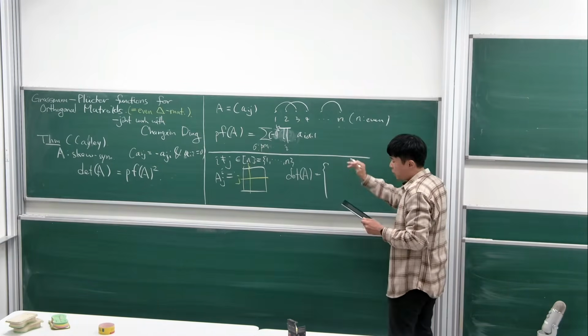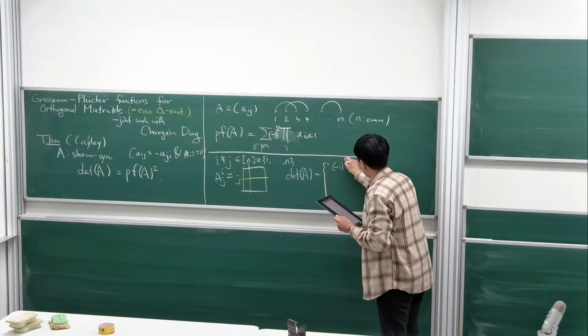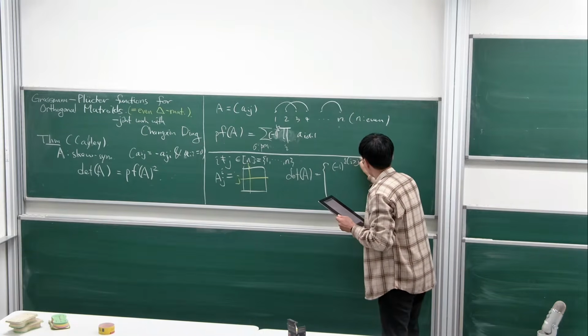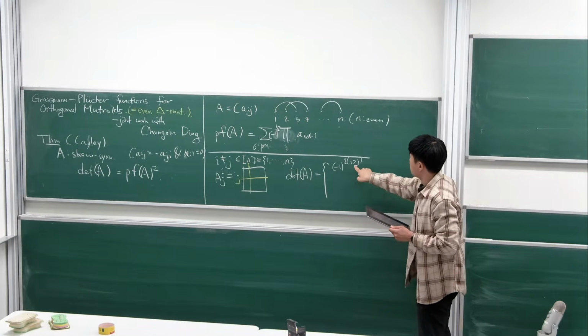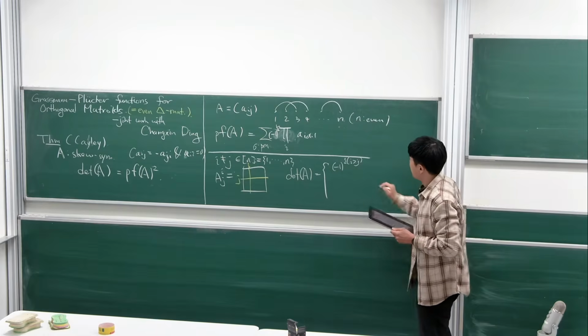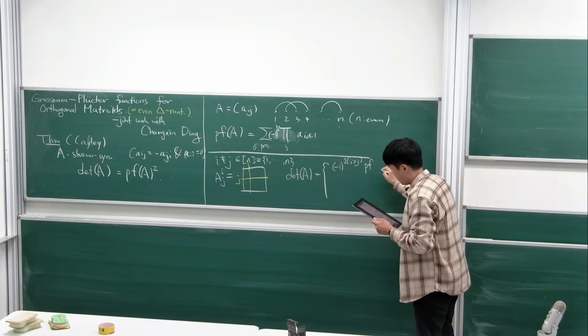It depends on the parity of n. When n is even, there is an indicator function with respect to this logical statement. It is 1 when i is larger than j, and 0 otherwise.